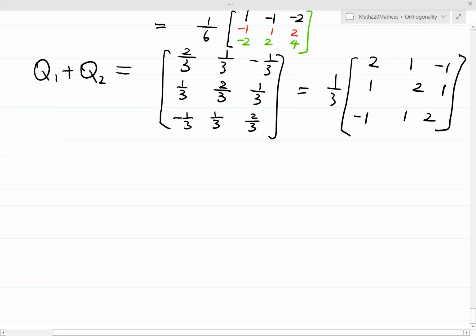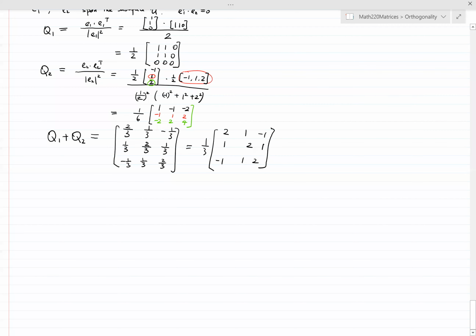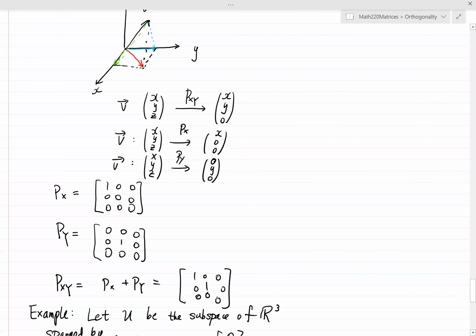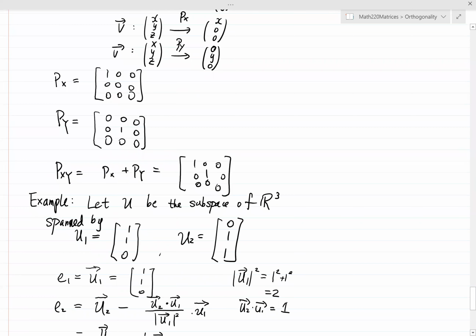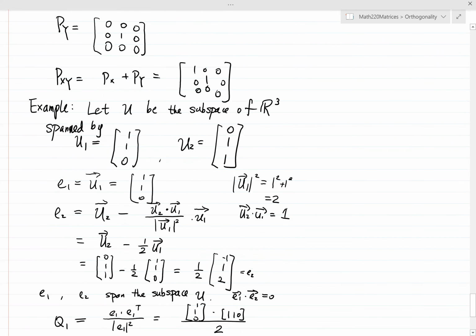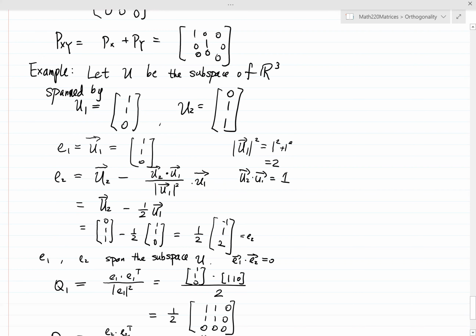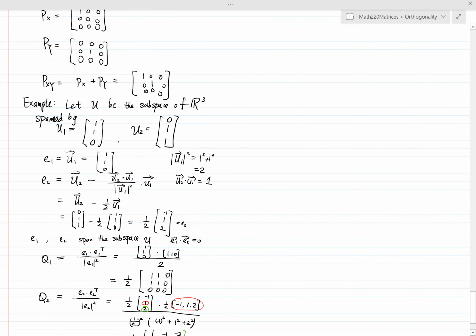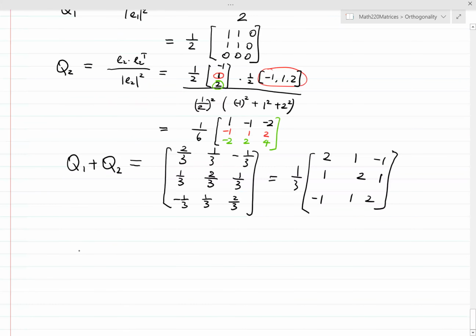In this problem, the vector space is R3. Now U1, U2 span a 2-dimensional plane. The orthogonal complement is a direction that's perpendicular to the plane. So we need to find a vector that is perpendicular to U1 and U2. It's very easy to check. For instance, a vector V.